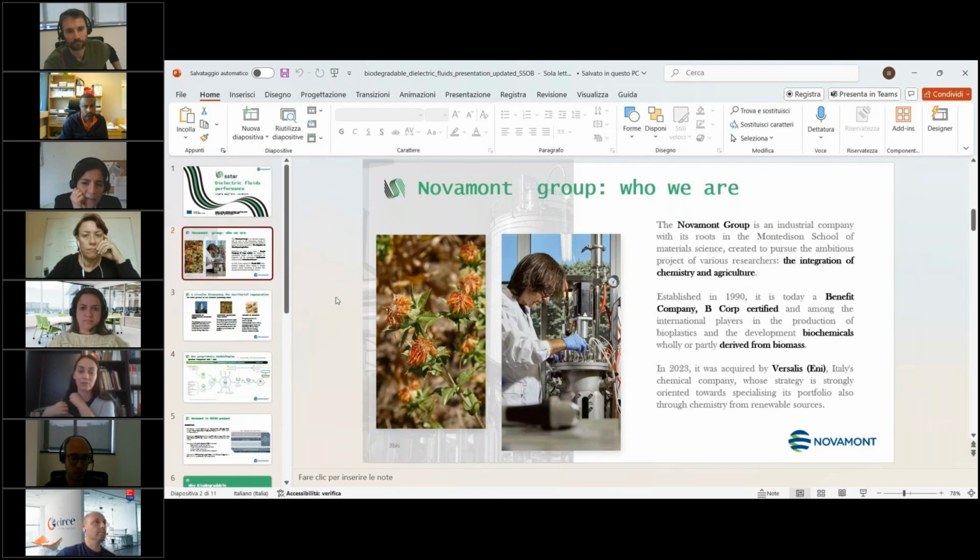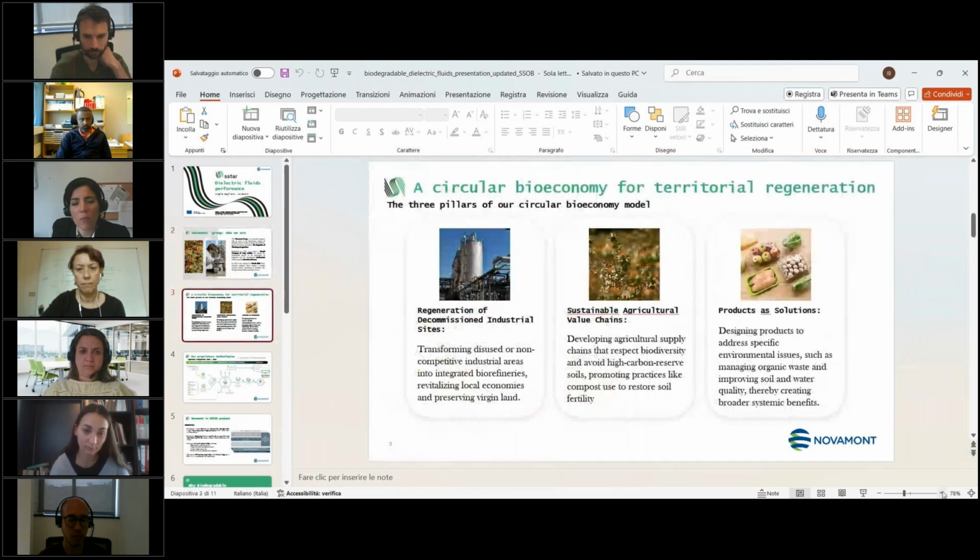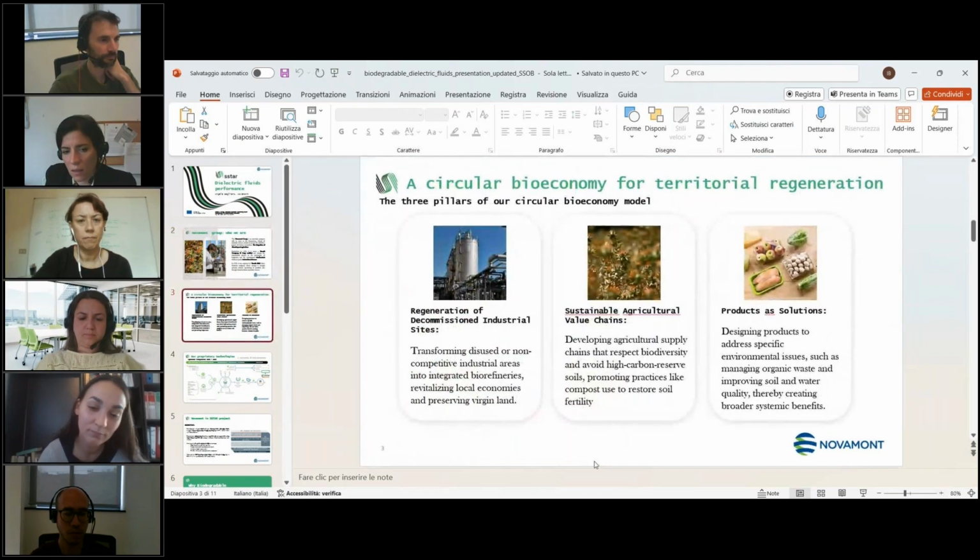We were born on the legacy of the Montedison schools of material science, and we have been recently acquired by Versalis ENI, which boosted further the development on circular economy. Next slide, please. So the bioeconomy model of Novamont is rooted on three main pillars.